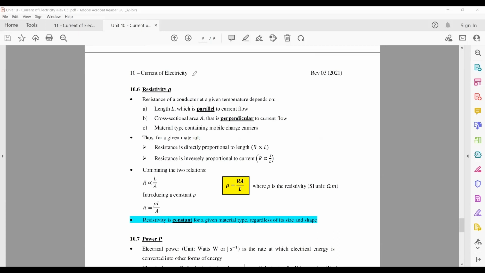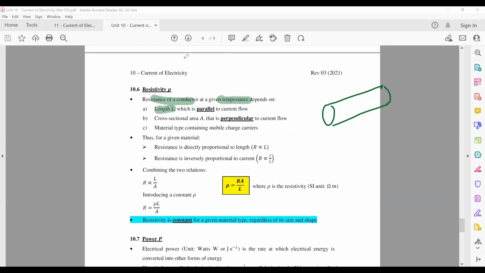Just as we learned the concept of resistance, we also have something called resistivity, given by the symbol rho. The symbol rho is the same as density, but here in the electricity chapter it is used to denote resistivity. Now, if you have a given conductor with a certain resistance, the resistance of a conductor at a given temperature depends on a few factors.